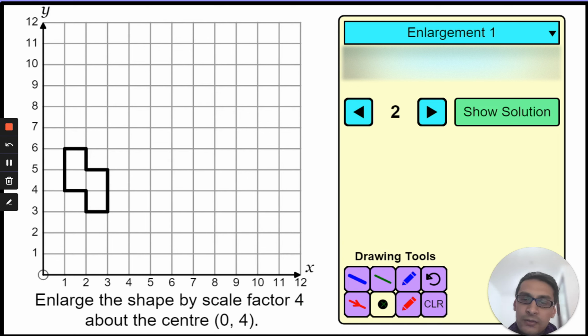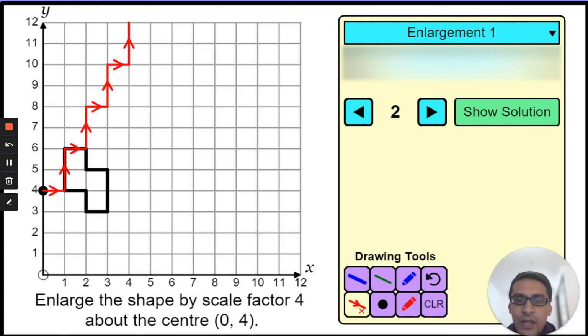So have a go if you haven't. Otherwise, I'm going to show you. I'm going to go 0 along, 4 up. Here's my center of enlargement. I'm now going to go to any of the vertices. What I know is my shape is going to be 4 times bigger. So that length 2 is going to be 8. So you're going to get quite a big shape here. So let's go 1 across, 2 up, and now we need to do that 4 times. So 1 across, 2 up, 1 across, 2 up, 1 across, 2 up, 1 across, 2 up.